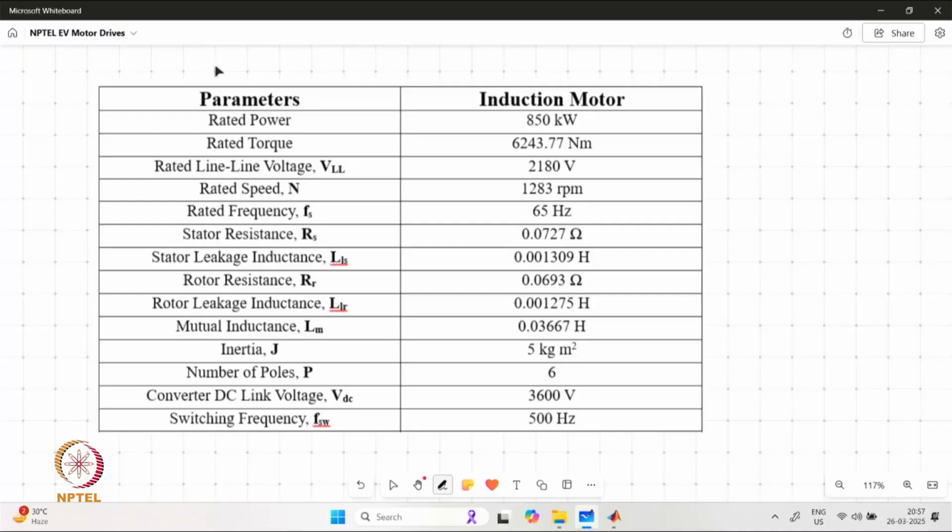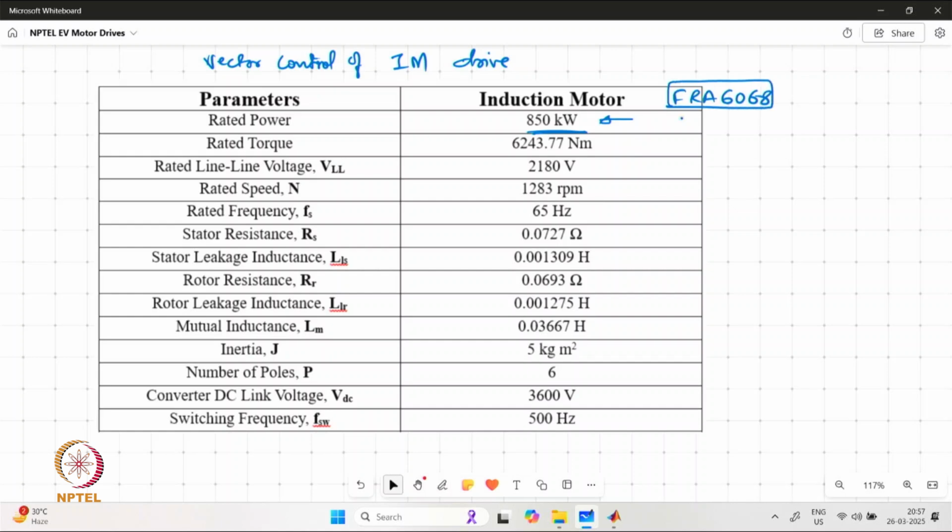So in the next example, we are going to have vector control of induction motor drive, and here we have considered one of the motors which are being used for the traction application, railway traction application. So this is 850 kilowatt. The motor which we have seen in the previous lecture, FRA 6068 motor.